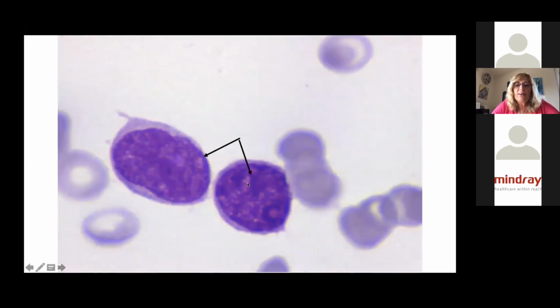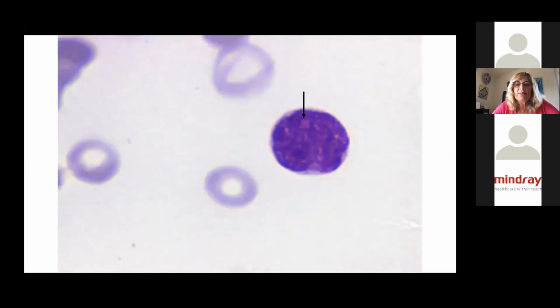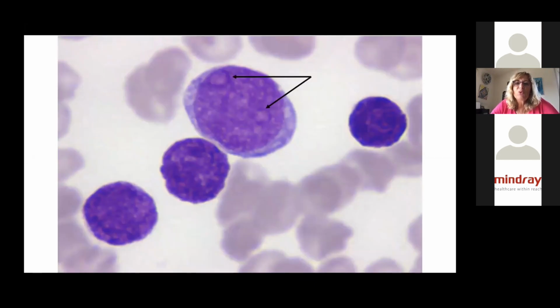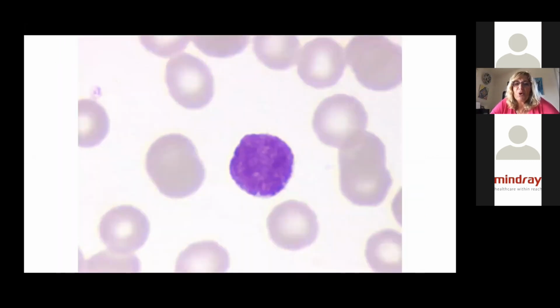Also, you can see here two blast cells. They look lymphoid, of very small size. Two more. On the top, you can see nucleoli, two nucleoli, very apparent in this blast. This is very small, it's a difficult cell.